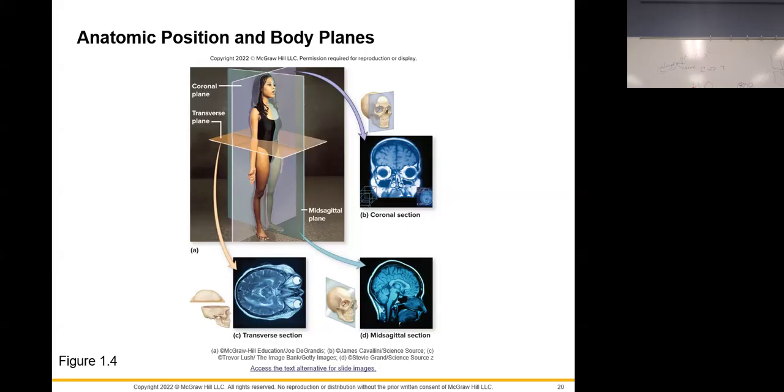What did we call that thing that separated us into left and right sides? The sagittal plane. So that is the sagittal suture. Almost like it was named that way on purpose.